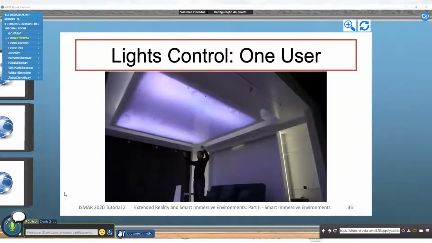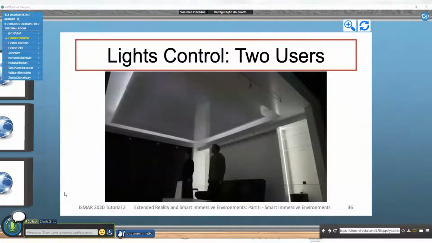So this is the situation with one user, but what happens if we have several users, let's say in this case 2 users? We have resource sharing, so therefore we need to lock resources. So here is an example with 2 users, and you'll see that only one user at a time can actually control.